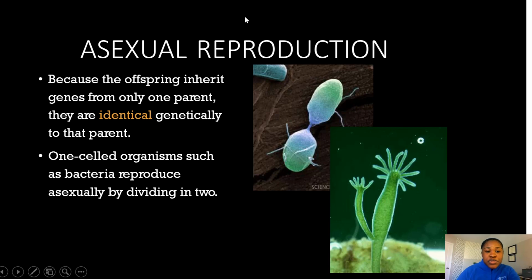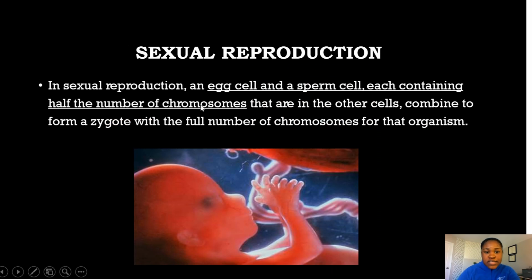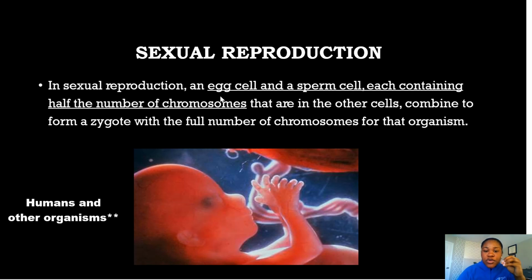For asexual reproduction, because there's only one parent involved, the genetic makeup of the offspring is identical to that of the parent. And bacteria is an example of an organism that reproduces asexually. In sexual reproduction, we need an egg cell and a sperm cell. Both of these cells contain half of the chromosomes that make up humans. And in total, we have 46, but we get half from one parent and half from the other.